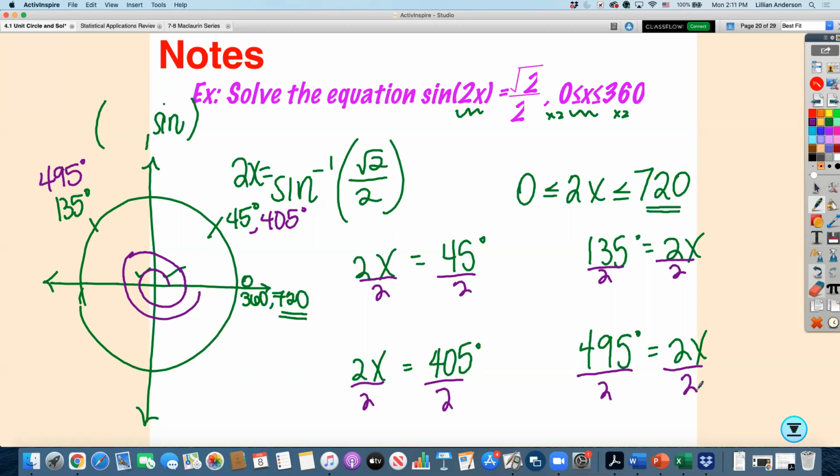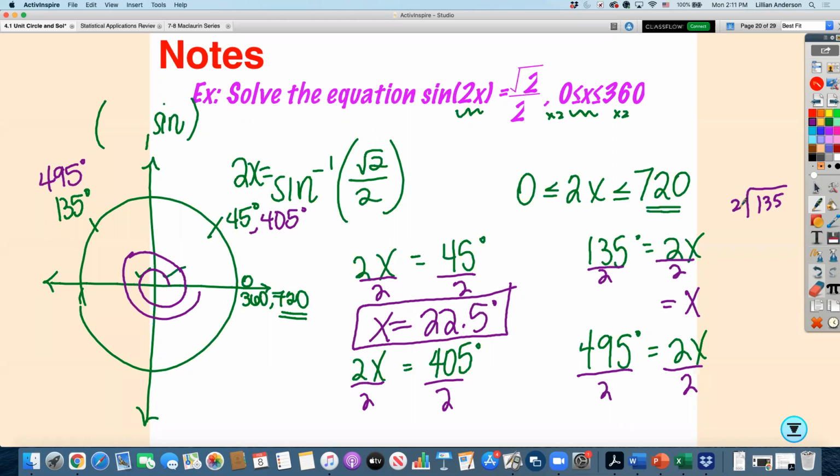Do you want to make it into a decimal? Yes. Okay. So what's half of 45? Is it 22.5? It's 22.5. What's half of 135? So would it be 45.5? No. How many times does 2 go into 13? I mean 65.5.